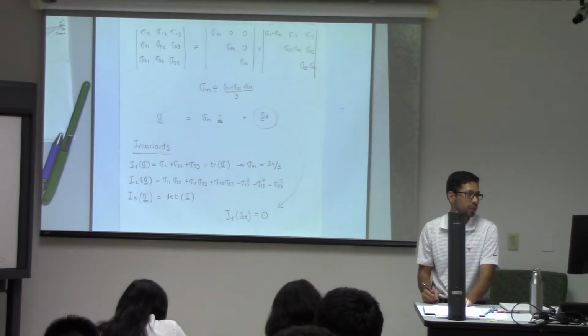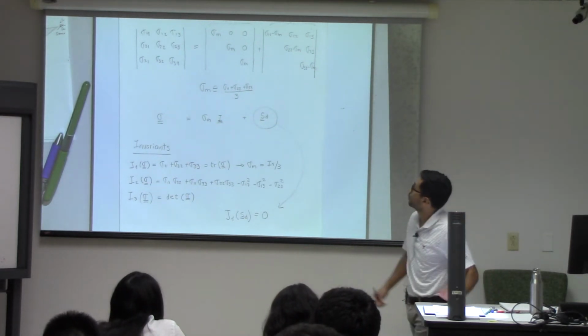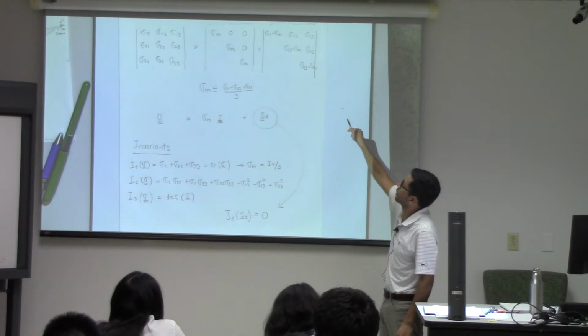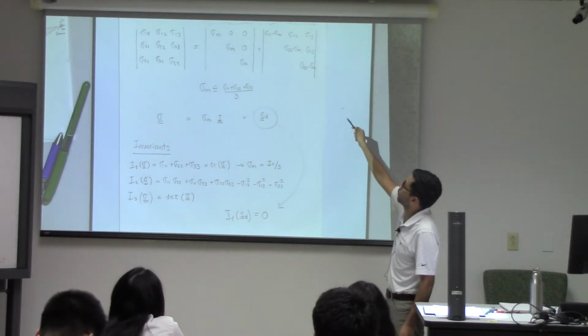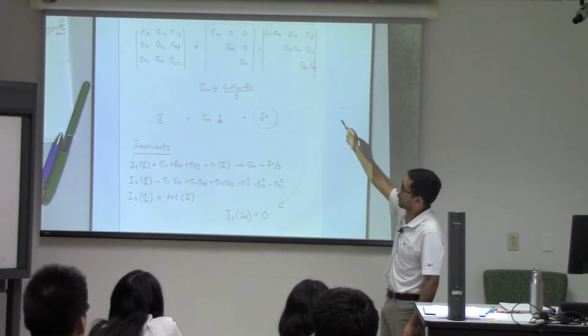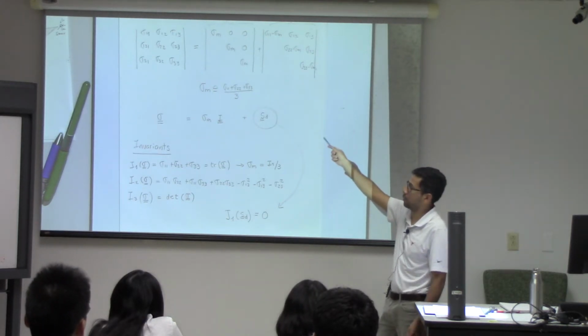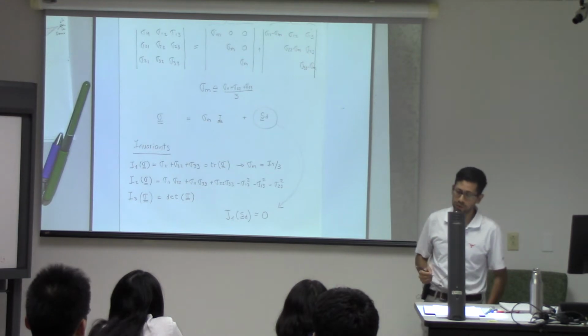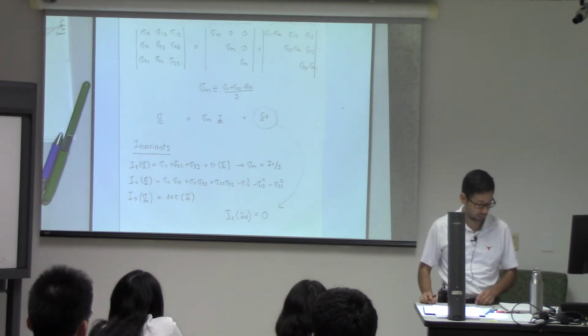So let's look. That's SD, right? You add up all the diagonal terms, and you're going to end up with minus 3 sigma m, and that's equal to adding up sigma 1,1, sigma 2,2, and sigma 3,3. So that's going to be 0.